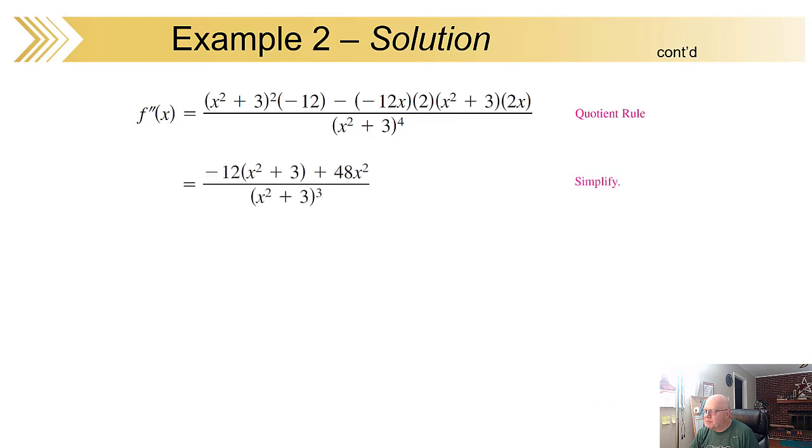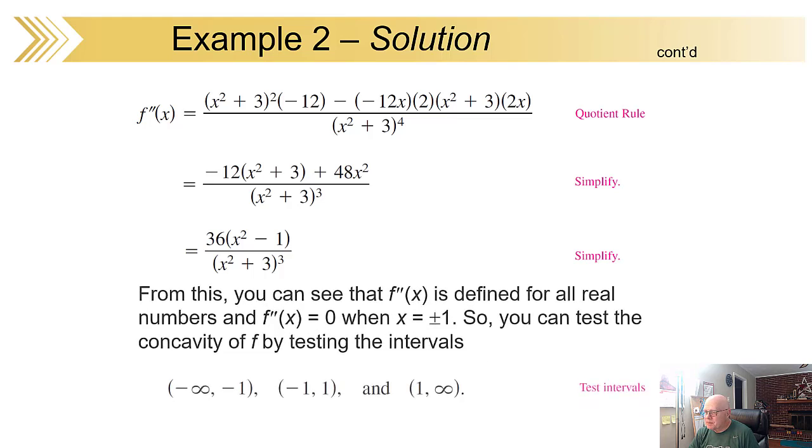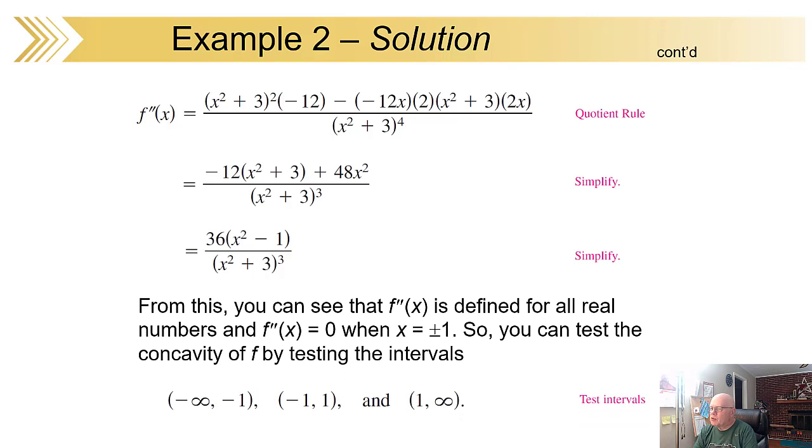Simplify. Simplify a little bit more. And what we need to find is where that is 0 or where it's undefined. Well, as you notice, if you set that equal to 0, this part here, you set that equal to 0, you get a positive or negative 1.